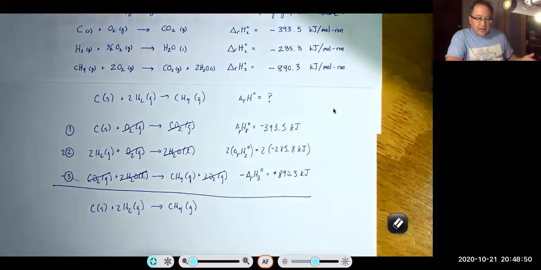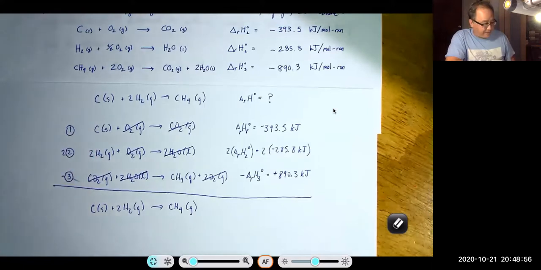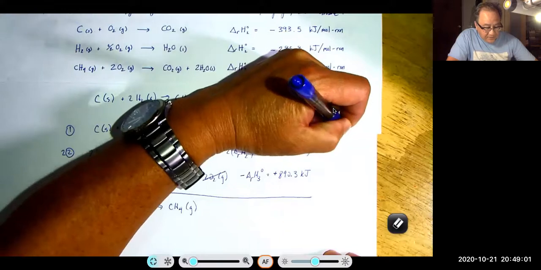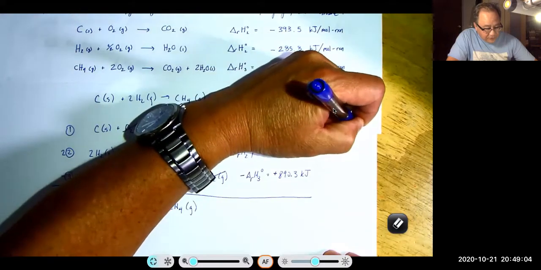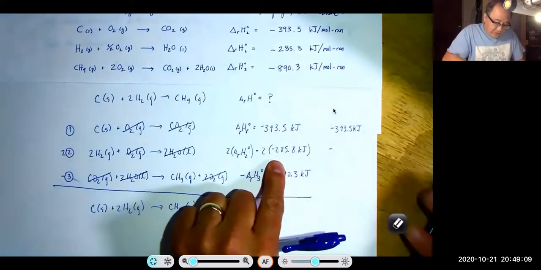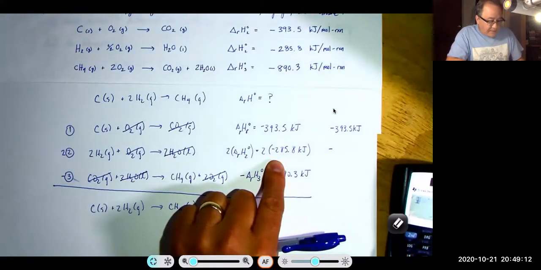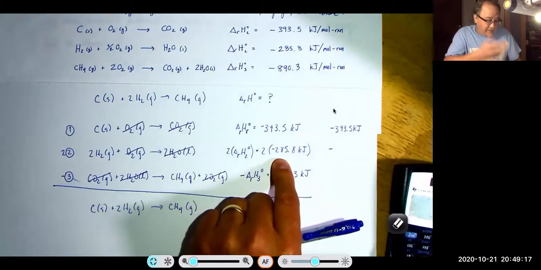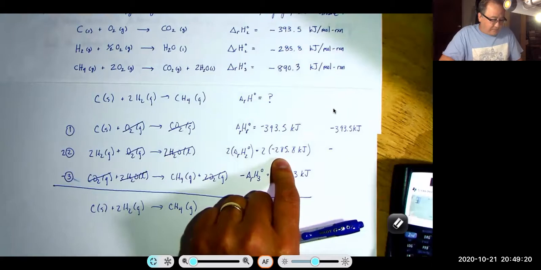And this is the sum of those 3 reactions after we manipulated them a little bit. So when I add these numbers together, I've got minus 393.5 kilojoules. And here, if I multiply this by 2, which I'm going to do in just a moment, roughly that's 290. Twice is what, 580? So it should be about 570 or 571.6, something like that.